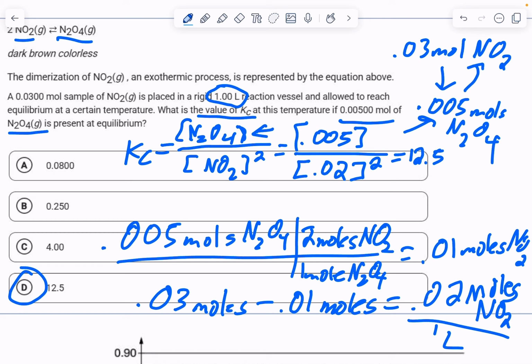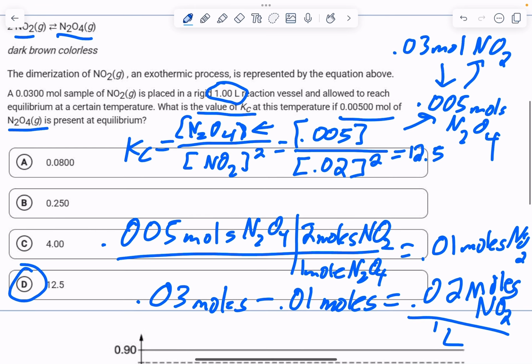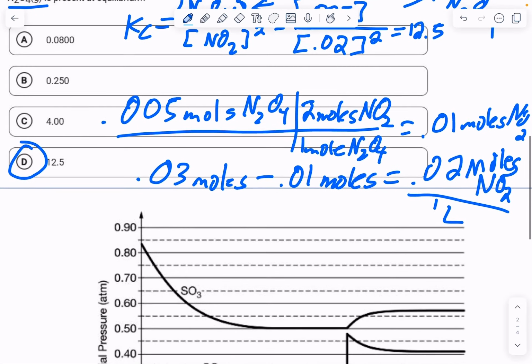A lot of us are going to want to just take these numbers and plug them straight into the equilibrium expression. You're not going to get the right answer that way, because those are not the values at equilibrium. Only the 0.005 was. You had to figure out how to convert to the equilibrium value by going from 0.03 moles, finding the 0.01 moles used, and then subtracting it from your original.